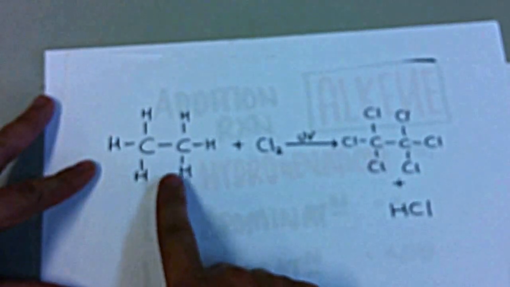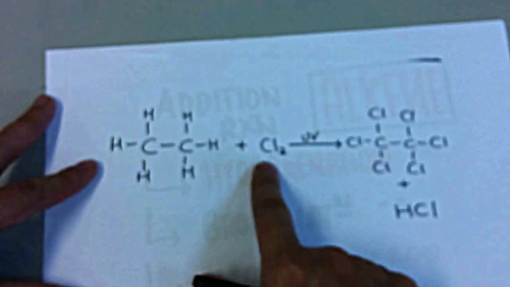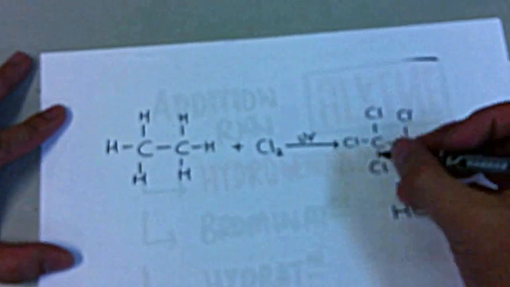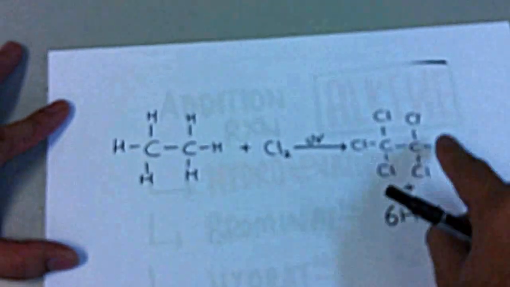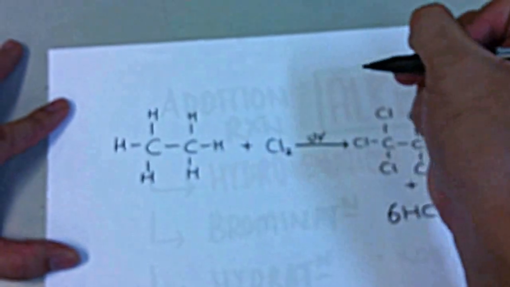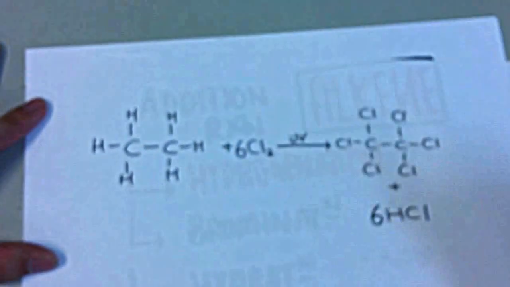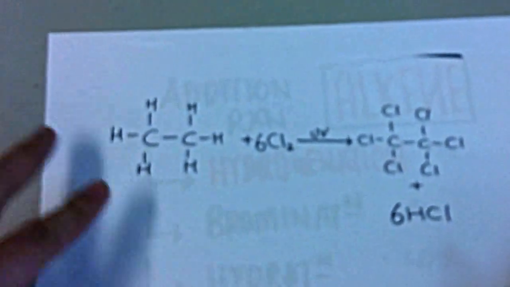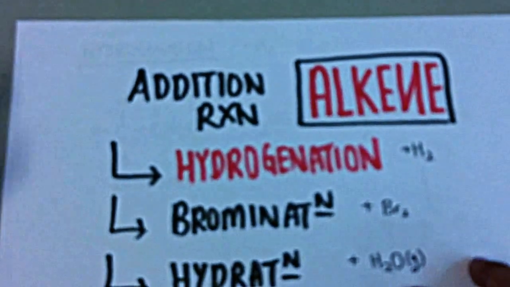If you have a compound known as ethane, you can go through substitution reaction with chlorine gas, and you will get 6 HCl. If you go through it 6 times, you will need 6 Cl2, because there are 6 hydrogens.